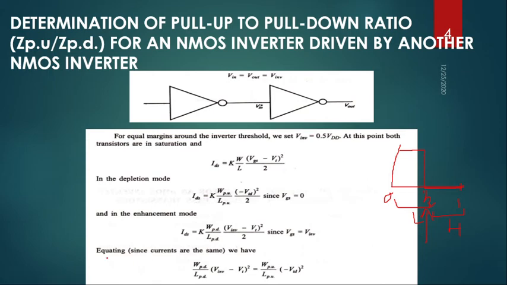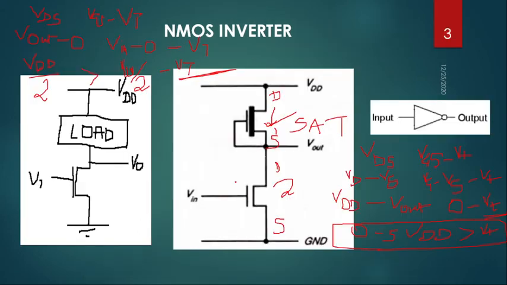So for saturation mode the equations are written. This is your basic equation for saturation mode, where K is equal to mu n Cox, and W by L upon 2, VGS minus VT whole square. So in the depletion mode now you have to substitute the value. For depletion mode K will remain same, and W upon L, because two different types of transistors are being used, the W by L ratio will also be different for both of them.